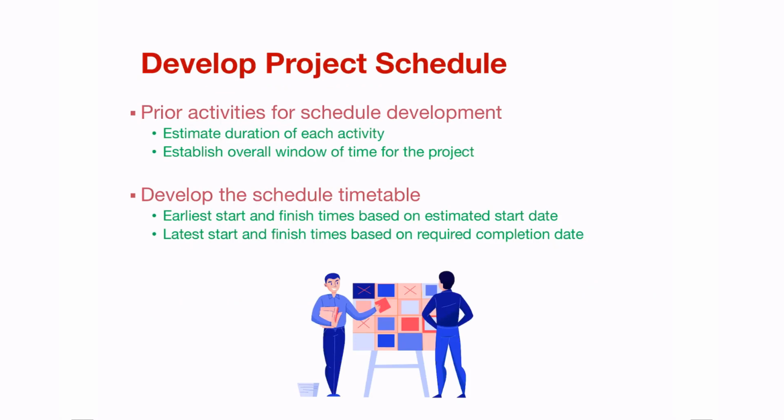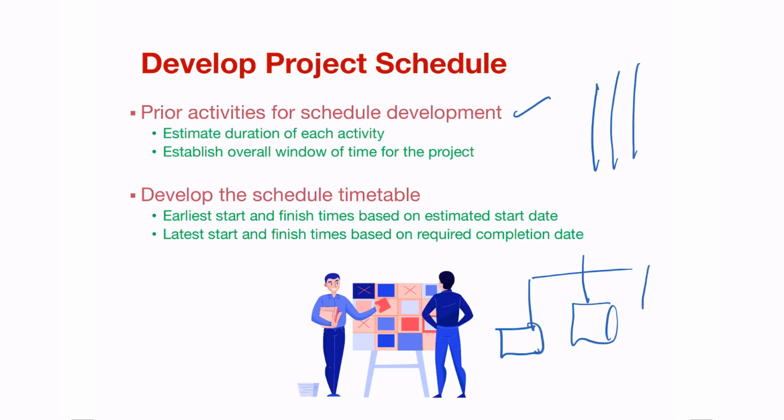So this is the process of establishing and developing a project schedule. You need to understand the prior activities for the schedule development. So you need to have a list of all the activities. And guess where we get our list of all the activities? Yes, you guessed it right. We get it from our work breakdown structure. And our work breakdown structure is what gives us the list of all the activities that we need. You then develop and schedule a timetable.